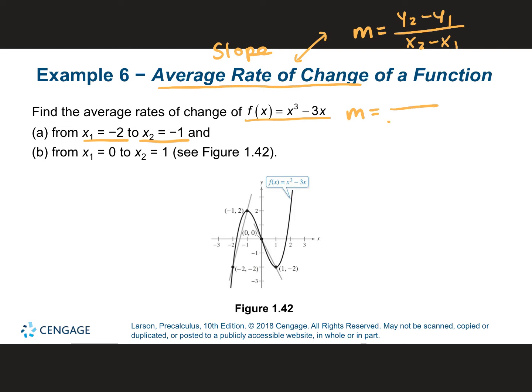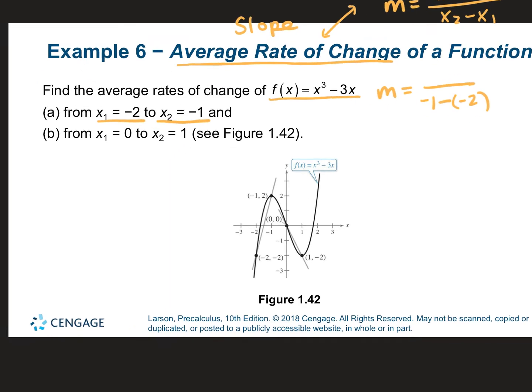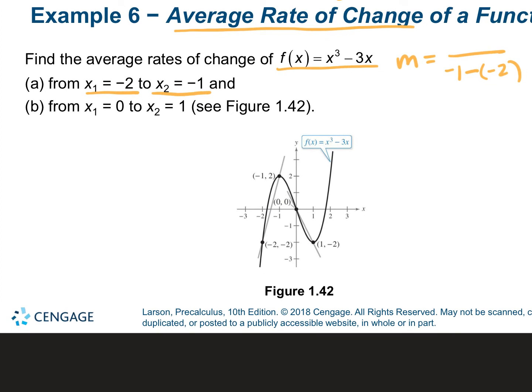So x2 is -1, x1 is -2. Now we want to know what our y1 and y2 is. So we're going to use our graph to help us find it. For our x1, -2, we're going to go to where x is -2, and we see that point down here. We're looking at the y value for when x is -2. So our y1 is also -2 here.